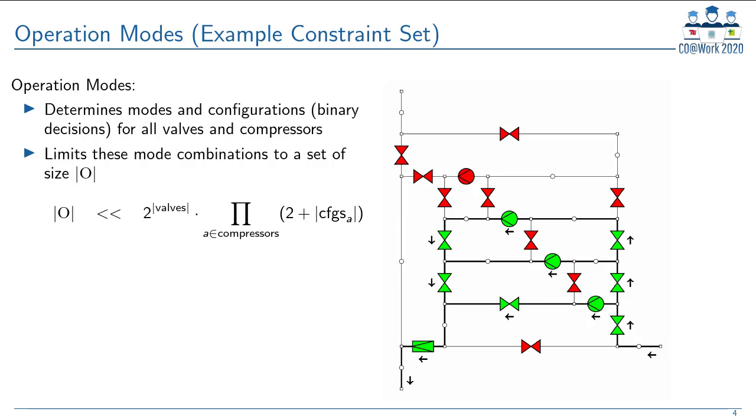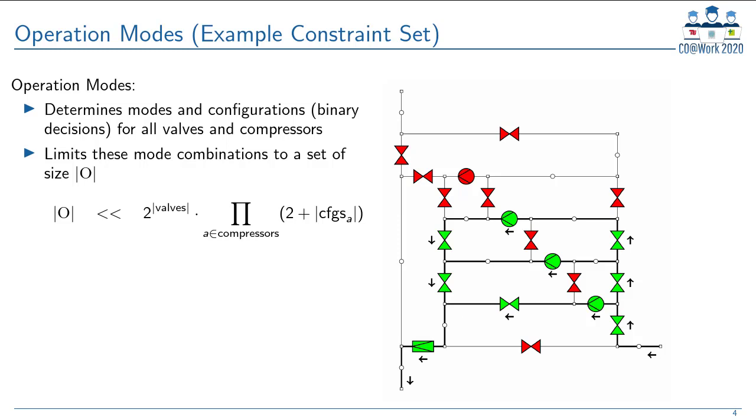This set of operation modes is very restrictive in its size. If all elements were independent, then the number of ways of arranging the network station would be at least 2 to the power of the number of valves, multiplied by the product of all compressor configurations. This is not true, and rather we are given a restricted set of valid combinations. This is in the ballpark of size 50 to 2000 depending on the station.